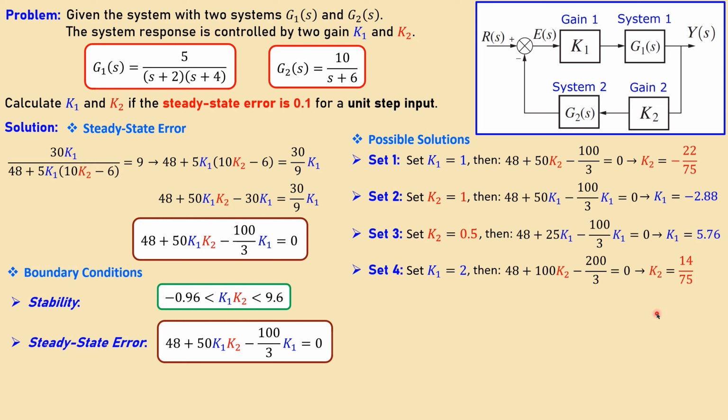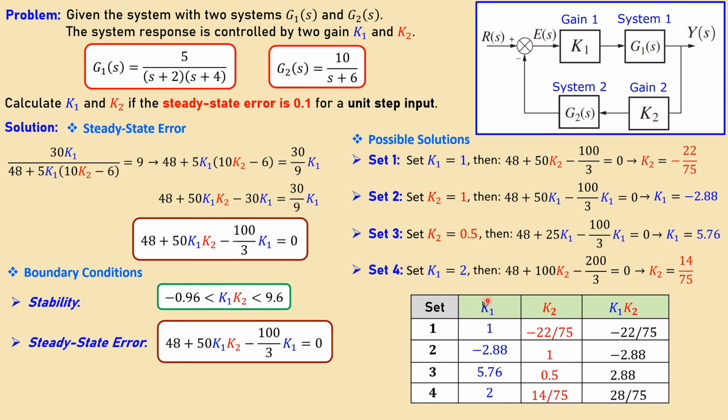What we have now is actually the condition for the stability. So we need to check that also. So let's do that. So set 1 up to set 4. We have now the K1 and K2 values we have determined here. I have just summarized it in this table. We also need to check the product of these, because the product must be larger than this value, minus 0.96, but smaller than 9.6. So do I satisfy this condition for each set?